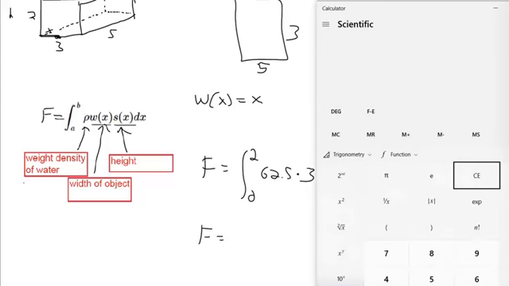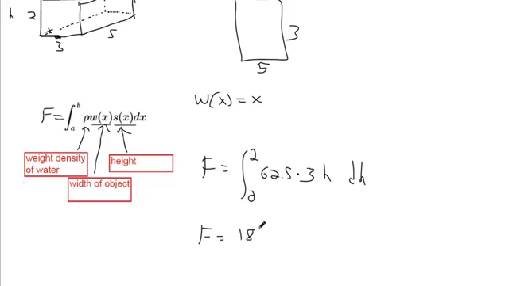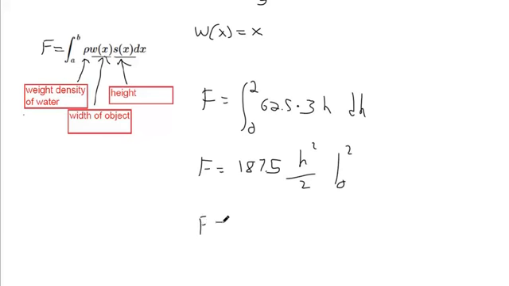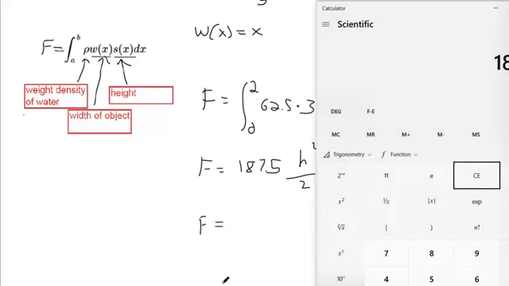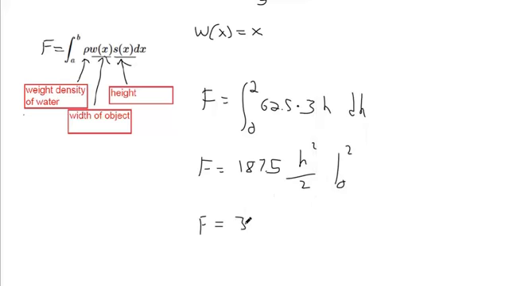62.5 times 3, 187.5. And then the antiderivative of h is just h squared over 2. Evaluate that from 0 to 2. If you plug in, 2 squared is 4. 4 divided by 2 is 2. 2 times 187.5 is 375 for our force in pounds on the side of the wall.